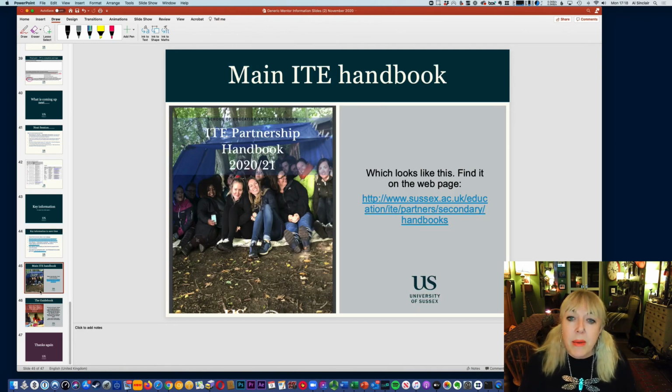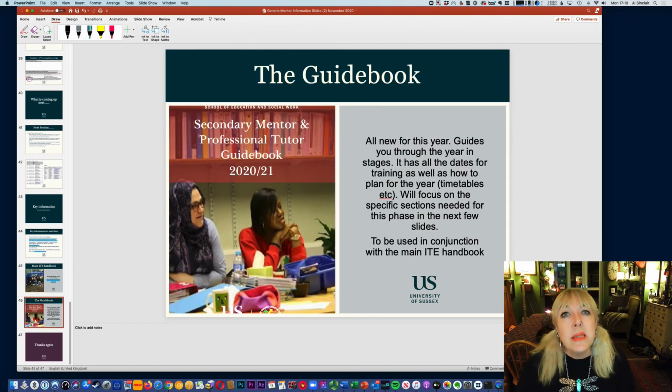Quick reminder about the handbook. That's the main ITE handbook. Those of you part-time school direct salaried, please make sure you focus on that. And remember, any queries about observations, about how to scaffold things as a mentor, you should find in the guidebook. Again, that's on the website.